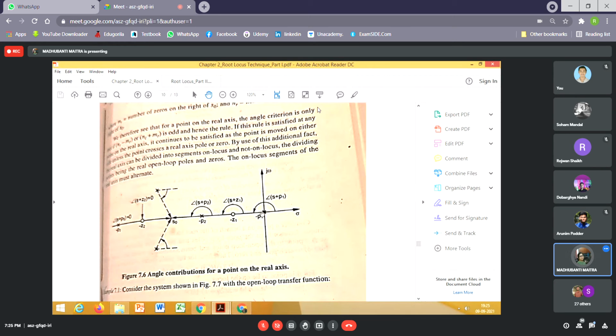So if we mark the onlooker segments and non-onlooker segments with different colors, we'll find that along the real axis they alternate. The onlooker and non-onlooker segments will alternate. This entire segment is an onlooker segment, and this infinite length segment is a non-onlooker segment.